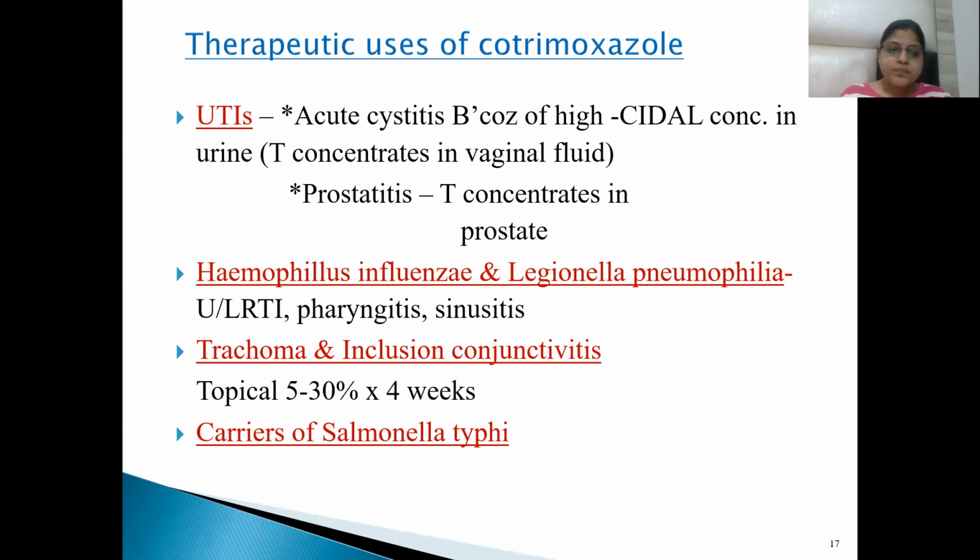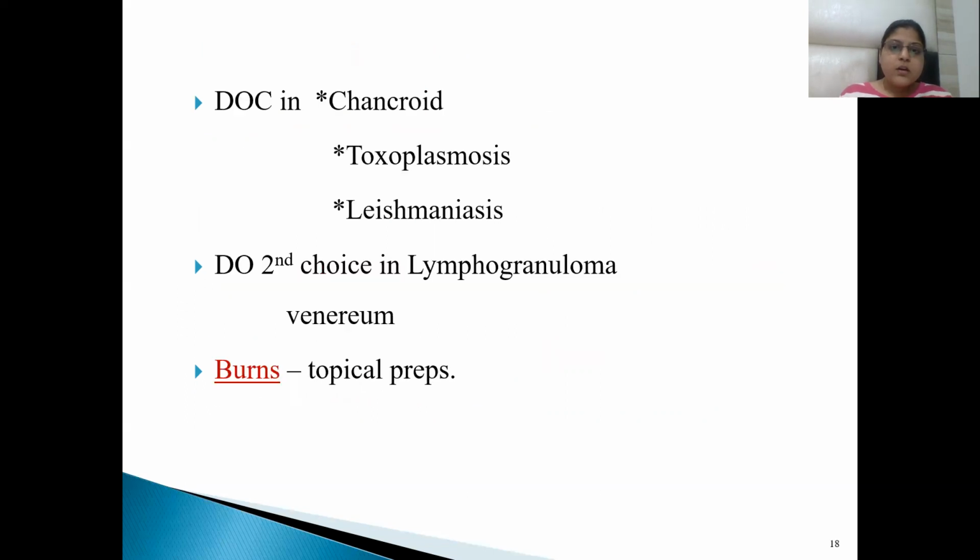Topically, it is used at 5 to 30% for 4 weeks. It is used for carriers of Salmonella typhi in enteric fever. It is the drug of choice for chancroid, toxoplasmosis, and leishmaniasis. It is the second drug of choice for lymphogranuloma venereum, and burns. Topical preparations like silver sulfadiazine are available, which are used in the burns.